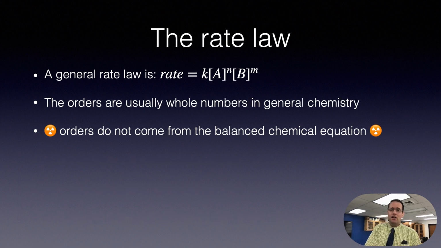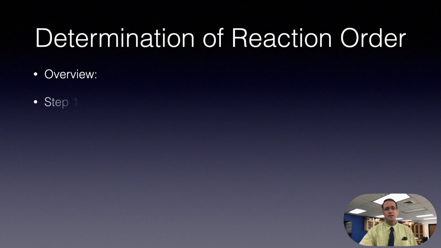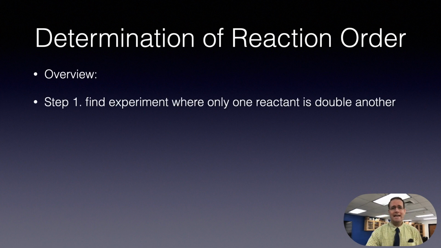Now first of all, I want to give you some cautionary tales here. The orders are usually whole numbers in general chemistry, and we're going to deal with 0, 1, or 2. Pretty simple. And the orders do not come from the balanced chemical equation. I talked about the relative rates and the instantaneous rates and how you had to use coefficients in the balanced chemical reactions. Well, this is something else. We're calculating orders, and this comes from reaction data or experimental data in the lab, Lab 4 if you're in my class. So let's look at the overview of the steps to determine the reaction order.